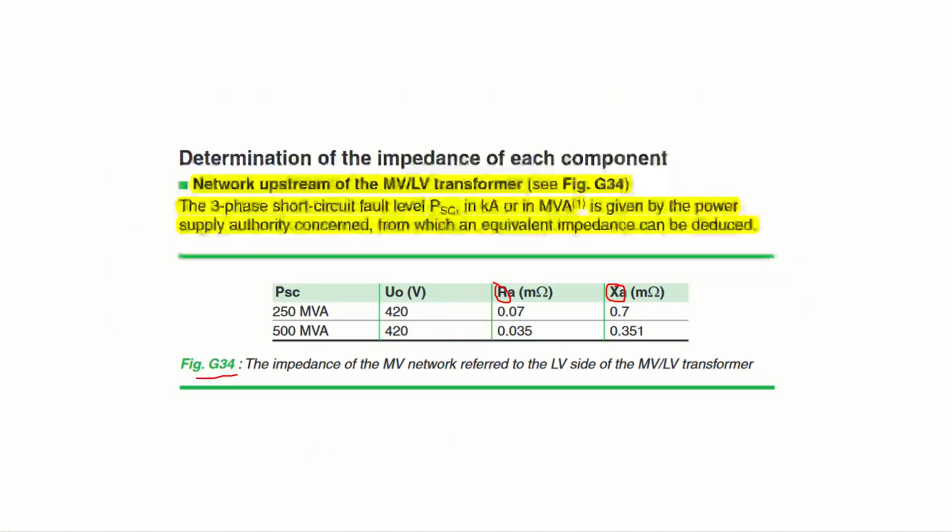So in order to understand that, we have something common: the manufacturer, or let's say EDL, will give us the short circuit power of our network. So whether it is 250 megavolt amperes or 500 megavolt amperes, and of course in Lebanon it is always 420 volts. And according to the short circuit power of this medium voltage network, I can indicate RA and XA. So let's say if I have a 250 megavolt ampere network, RA will be 0.07 milliohms, and XA will be 0.7 milliohms.